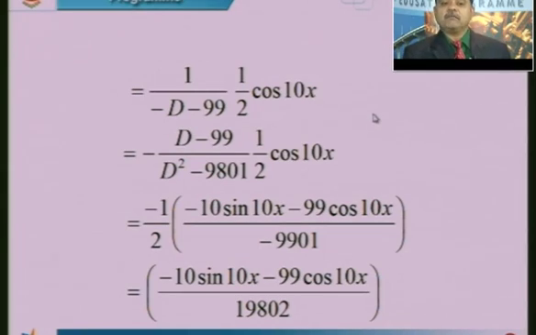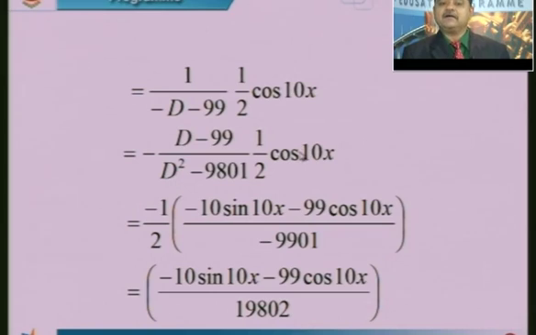Now what should I do? Multiply and divide by D plus 99. I have taken the minus outside, the denominator becomes D plus 99. Multiply and divide by D minus 99. See here, the common minus, I took it outside. So here I have D plus 99. Multiply the numerator also by D minus 99, denominator also. Here in the numerator you can find D minus 99. Here D plus 99 into D minus 99 becomes D squared minus 99 squared, a plus b into a minus b is a squared minus b squared. So D squared minus 9801, 1 by 2 cos 10x.